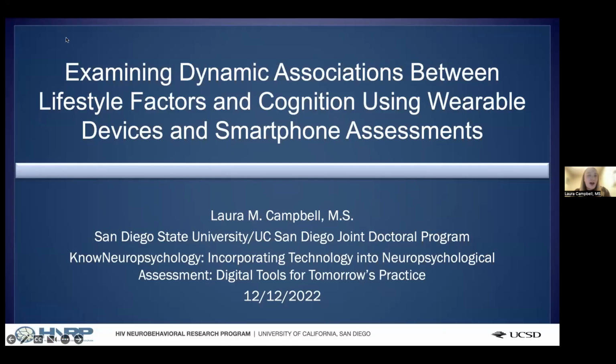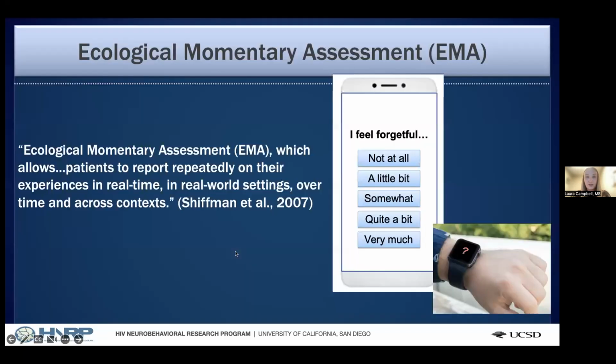Great. Thank you so much for having me today. I'm going to be talking about dynamic associations between lifestyle factors and cognition that we examine using wearable devices and smartphone assessments. I'm going to give a broad overview of different technologies, I'll give one example research study we have, and then some general thoughts on use of technology, as well as answering a lot of the questions we get with some of this data. I will preface this with this has an older adult spin to it, but a lot of these concepts can be applied to a lot of different populations.